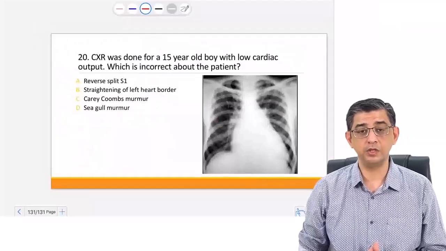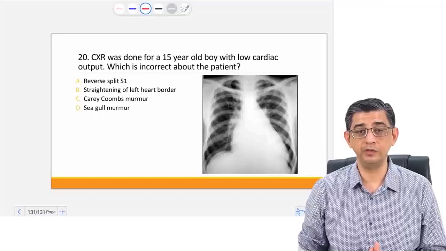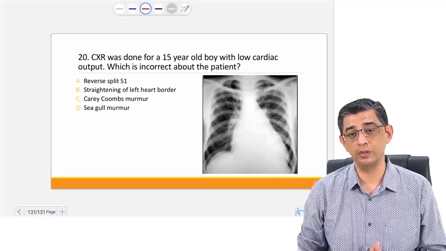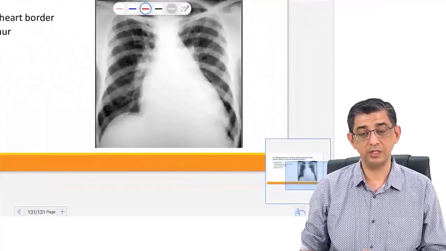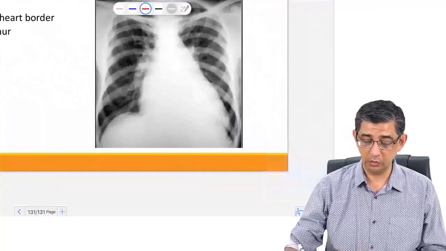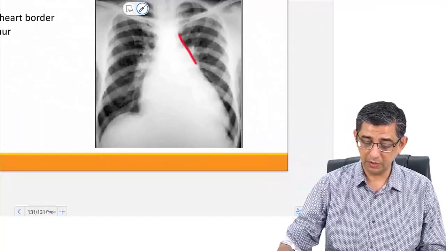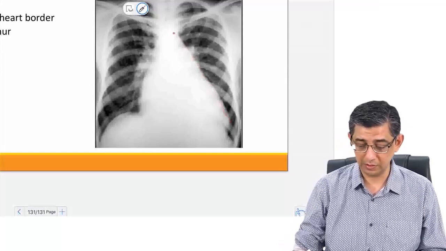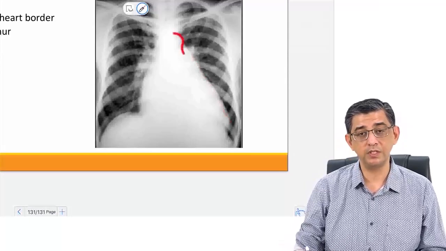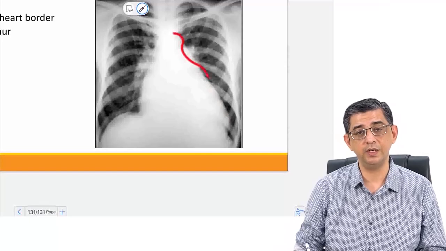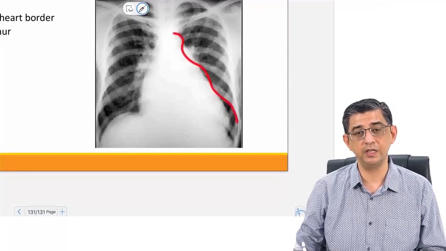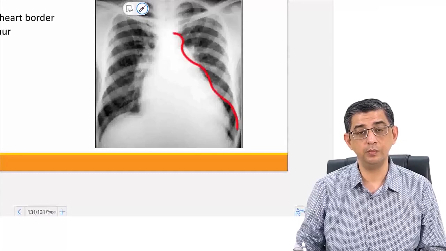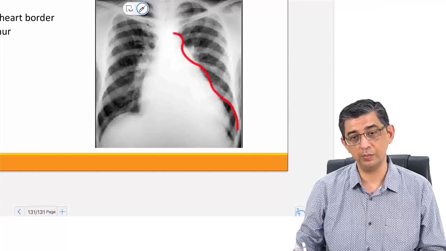Coming to the next question, he's talking about a chest x-ray of a 15-year-old boy with a low cardiac output. What is wrong with the patient? If you look at the x-ray, one of the very characteristic features that you will notice here will be straightening of the left heart border. I mean, a normal cardiac border is obviously not going to appear like this. We always have an aortic knuckle, then a slight concavity, then the left atrial appendage, and then the left ventricle. This is how the normal cardiac left-sided border should appear.